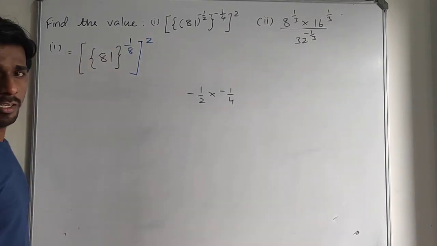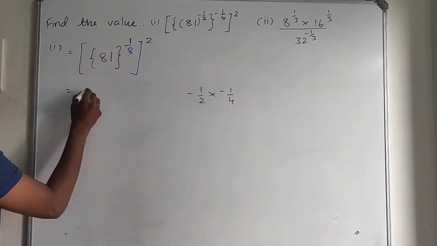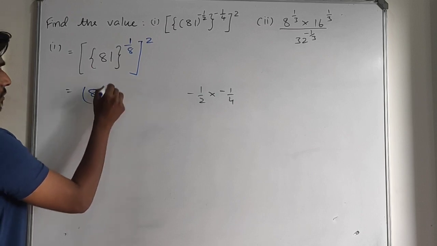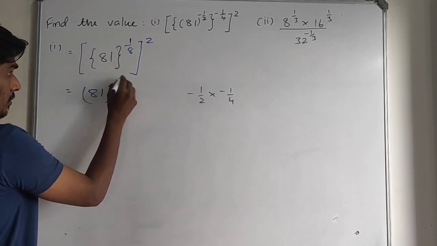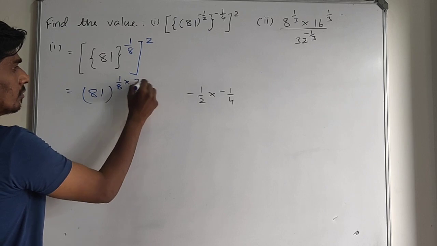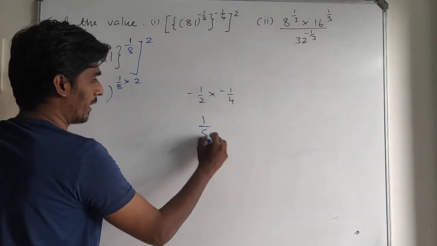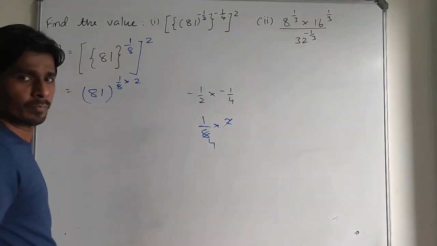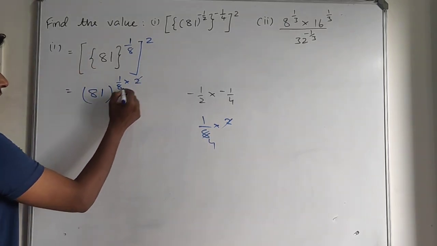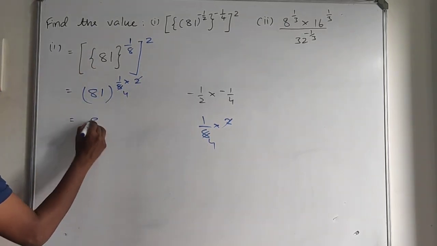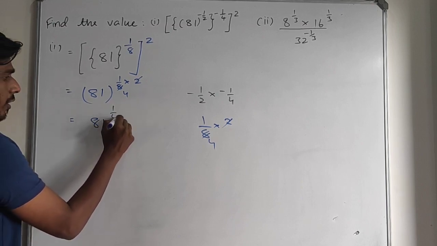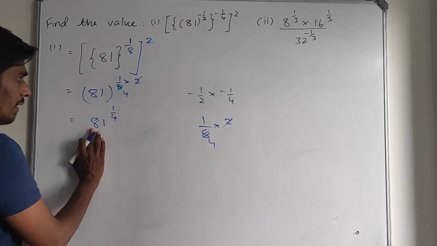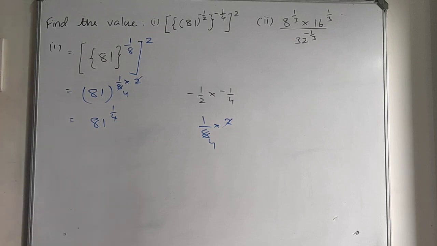Again it's power of power, we have to multiply. So 81 raised to 1 by 8 into 2. If I multiply 1 by 8 into 2, 2 will cancel 8 how many times? 4 times. So 2 cancels 8 four times. So 81 raised to 1 by 4. So now I got 81 raised to 1 by 4.